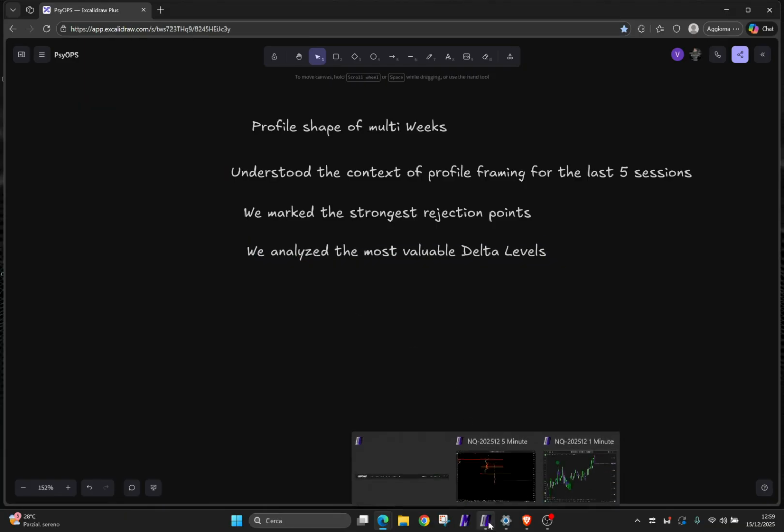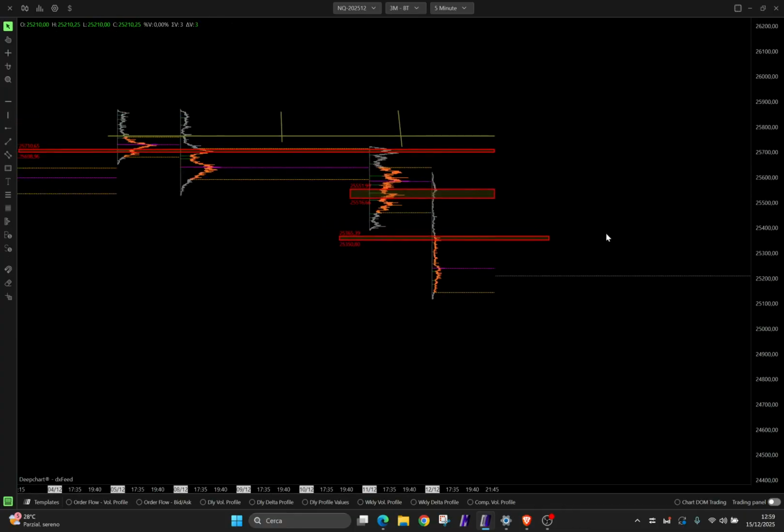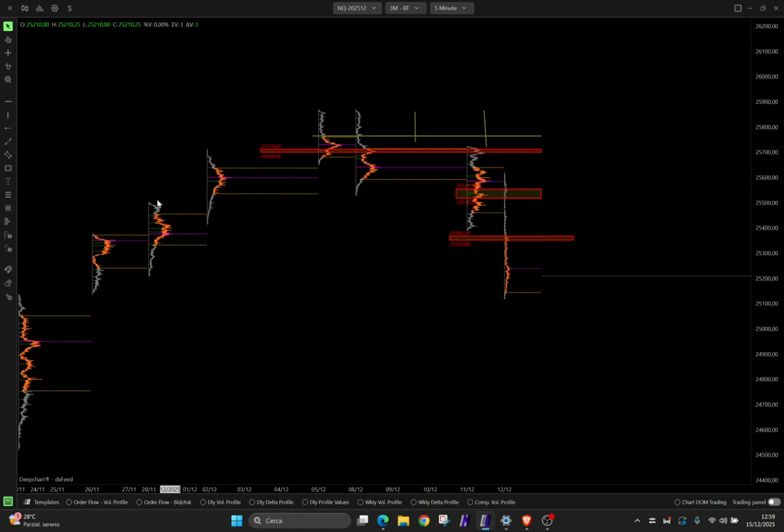So going back here, making a final summary, we have these really strong delta levels. We have a distribution profile short for the single session. We have an expansion day that was Friday. It needs to be rebalanced from the level that we saw, and we have a multi-composite profile short.